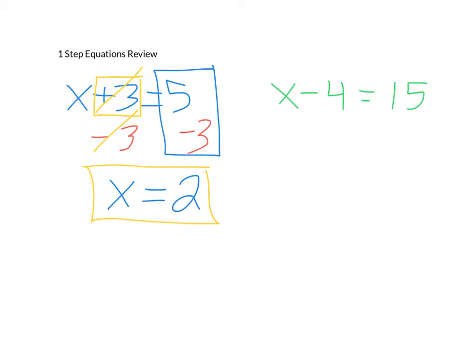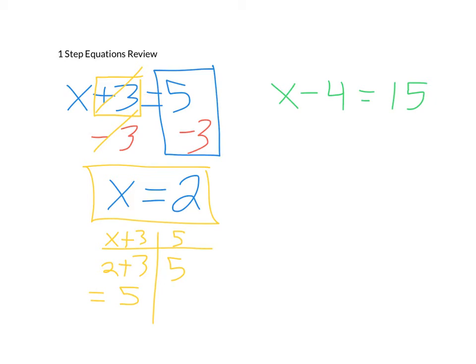We can check this by doing a left side, right side check. We have x plus 3 on one side, we have 5 on the other. So we would use 2 as x. 2 plus 3 would give us an answer of 5. And on the other side we have 5. So our left side is equal to our right side. We know that we did our work correctly.